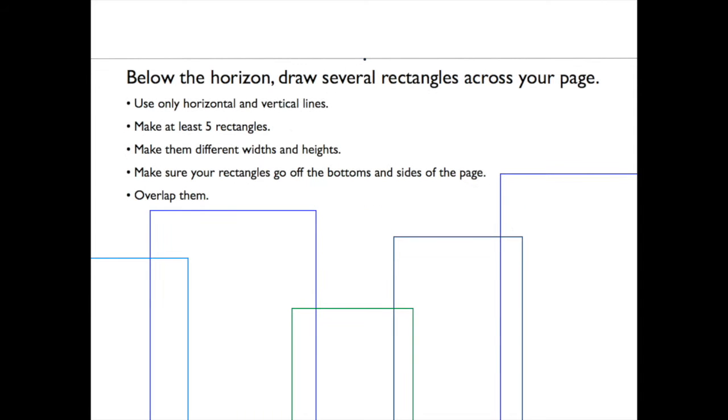Next, we're going to start our picture by placing several rectangles that go off the bottom of the page. They overlap, and the ones on the sides go off the sides of the page as well. All of these are placed below the horizon line, below our eye level.